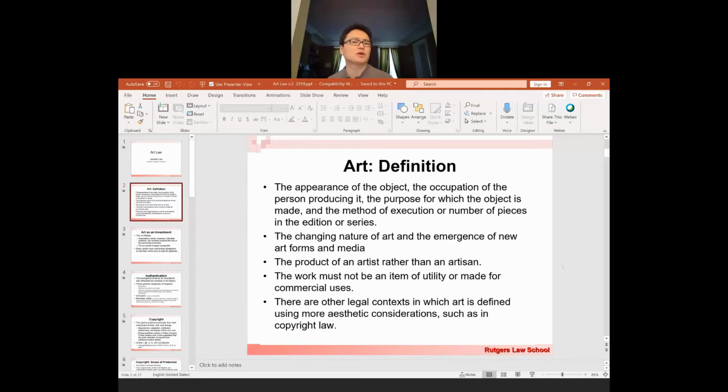So art is the product of an artist rather than an artisan. So artist is different from artisan.